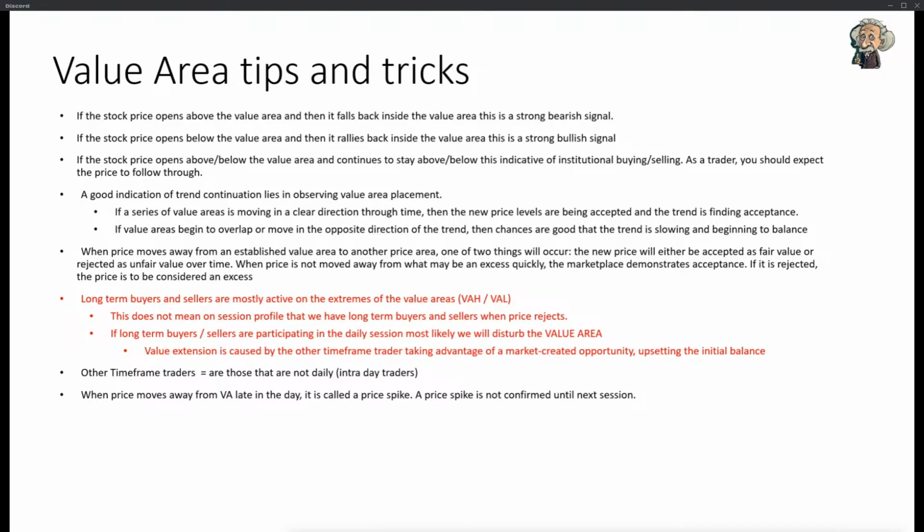Value area placement. If the value areas are clear and moving higher, the volume is supporting that. It typically means the trend is finding new buyers and it's accepting. Once the value areas start overlapping, and I typically ask you guys, how are the value areas? Are they overlapping higher, lower, to see if the trend is slowing down, right? We talked about that a few times.